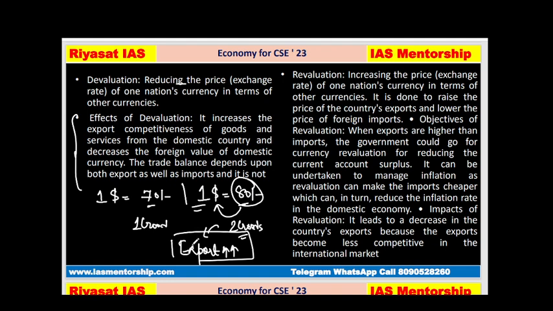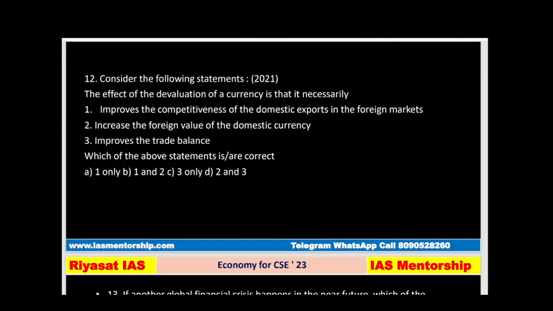And when your revaluation happens, your import goes in a very profitable way, because less amount of rupee is going out if your rupee is revaluated. Okay? Fine. Consider the following statements, 2021. The effect of devaluation of a country is that it necessarily what? Improves the competitiveness of domestic export, absolutely true. Increase the foreign value of the domestic currency, no, it decreases the foreign value. That is everything about devaluation. Two statements are wrong, this goes away. I know that one is correct, so option number A is your correct answer.